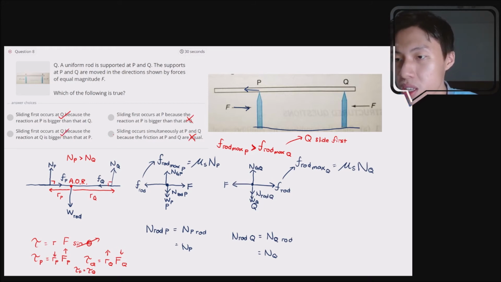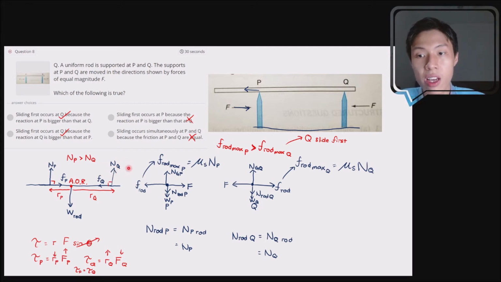Now we see which one is correct. One option says the reaction force at P is greater than at Q, the other says the reaction force at Q is greater than at P. The reaction force is a combination of friction and normal force. We know NP is greater than NQ, and we also know the friction at P is greater than the friction at Q. So both components are greater at P, and definitely the reaction force at P is greater than at Q. This one is correct, therefore this is our answer.